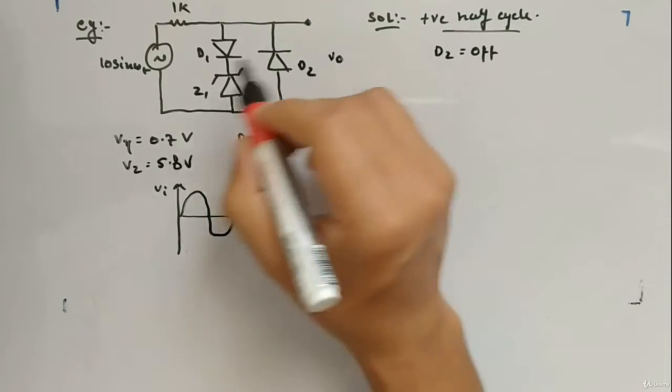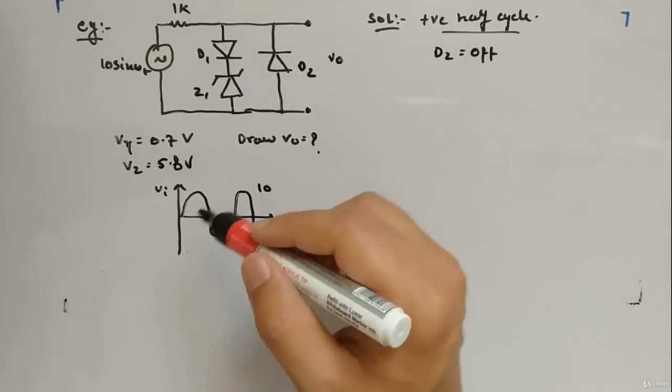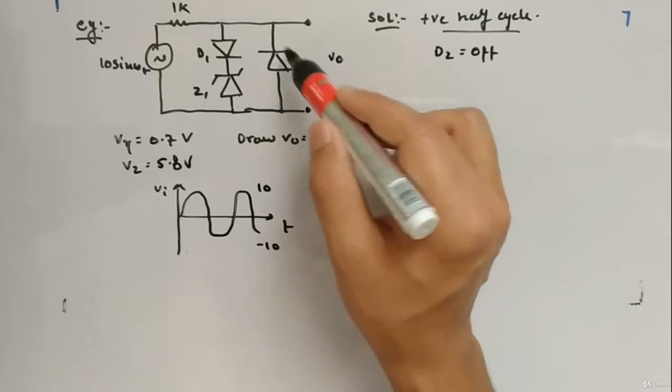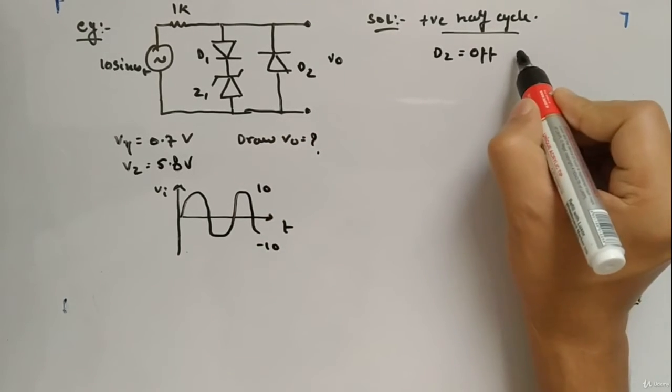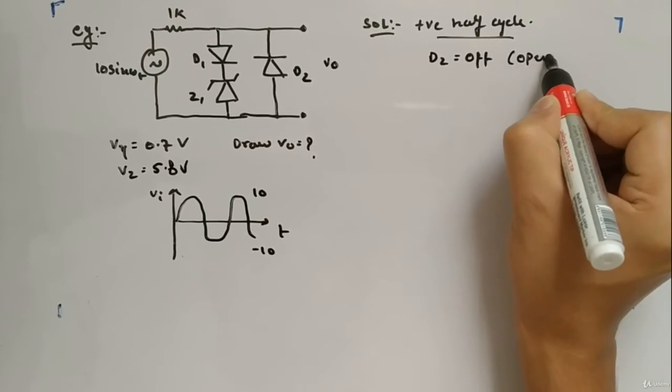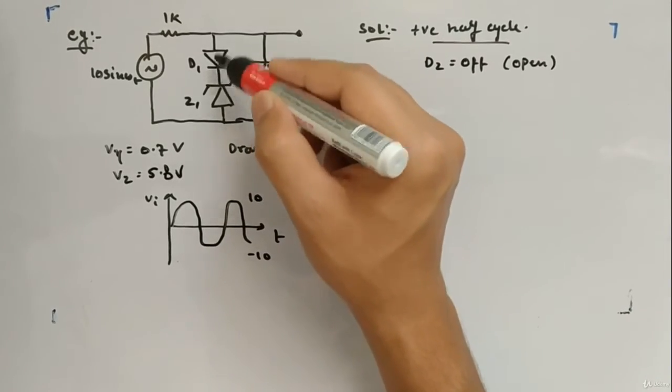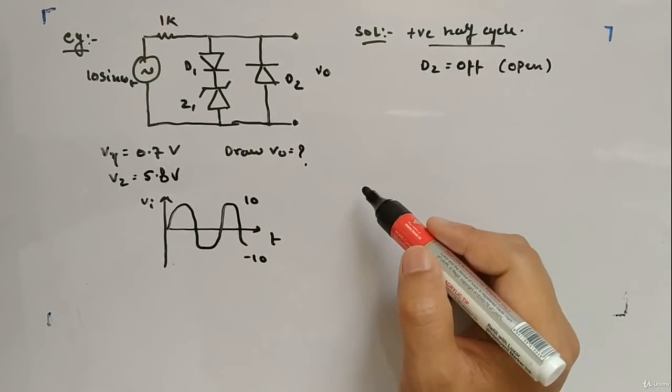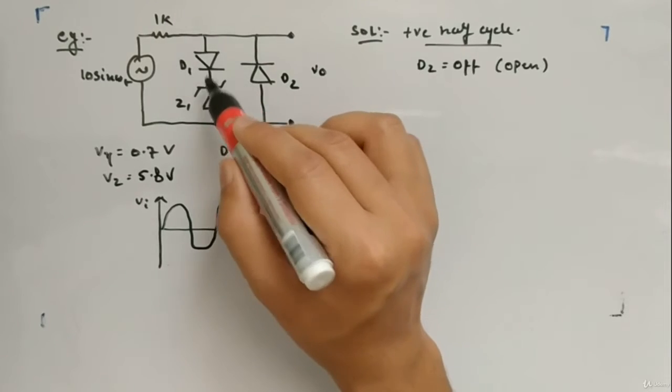You can see it is negative positive, and this terminal will be positive in the positive half. This will be open. Okay, off means open. So it depends upon this branch, whatever the output will be. So now there can be two or three cases happening here.